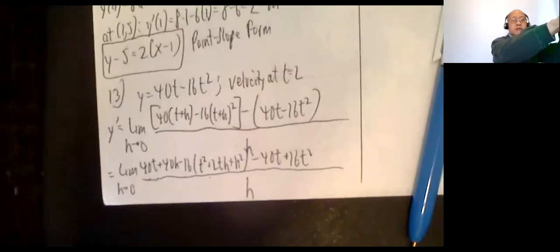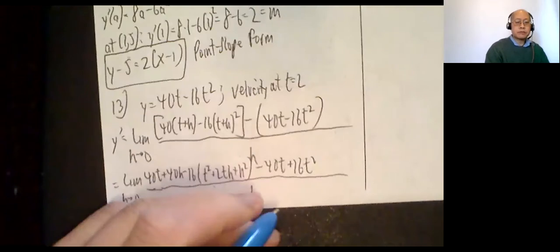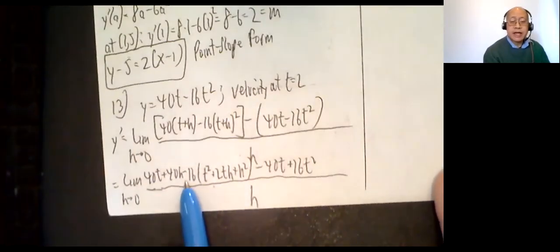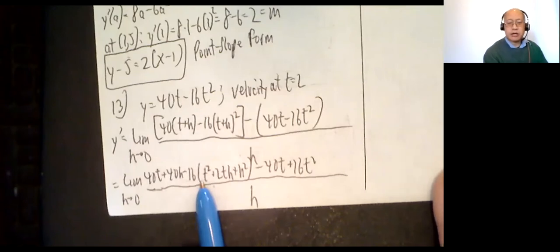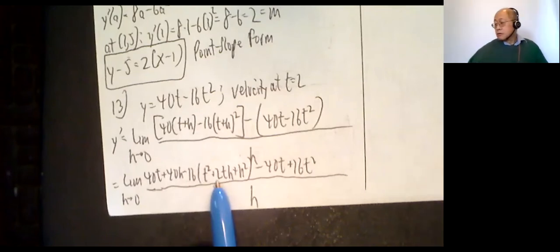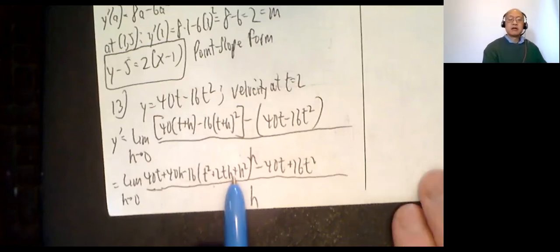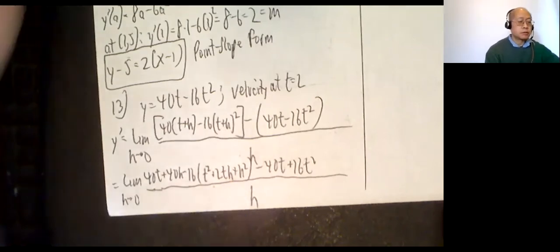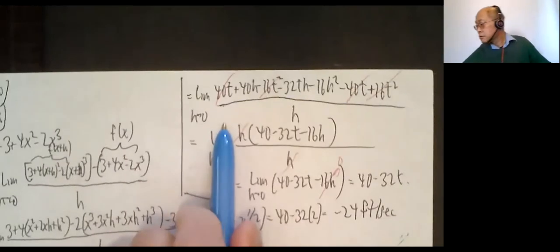Okay, let me move my document camera a little bit. Okay, I got to go back up the paper, but distribute this, right? That's going to be minus 16t squared minus 32th minus 16h squared. Everything else is going to be the same. So there we are.